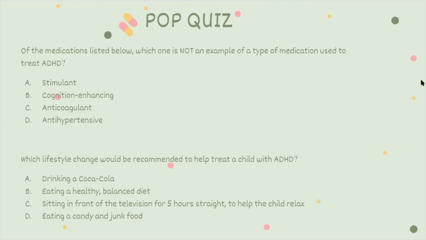The second question asks, which lifestyle change would be recommended to help treat a child with ADHD? A, drinking a Coca-Cola, B, eating a healthy, balanced diet, C, sitting in front of the television for 5 straight hours to help the child relax, or D, eating candy and junk food. So go ahead and answer those questions.